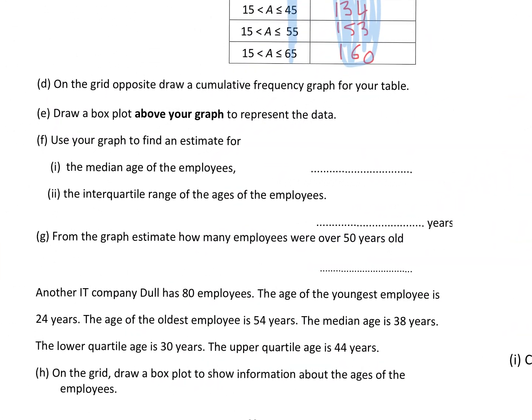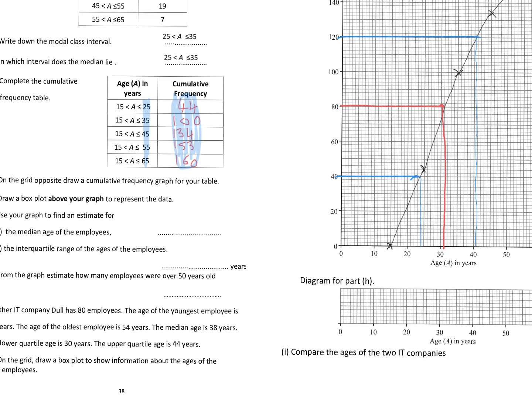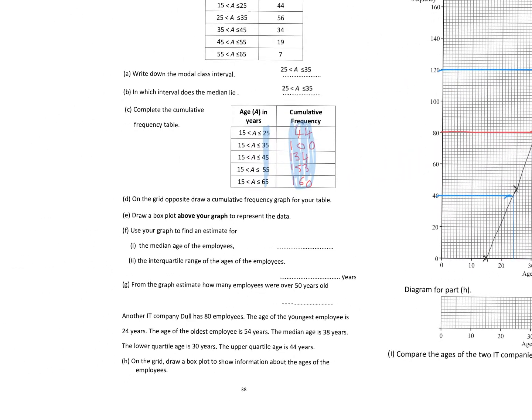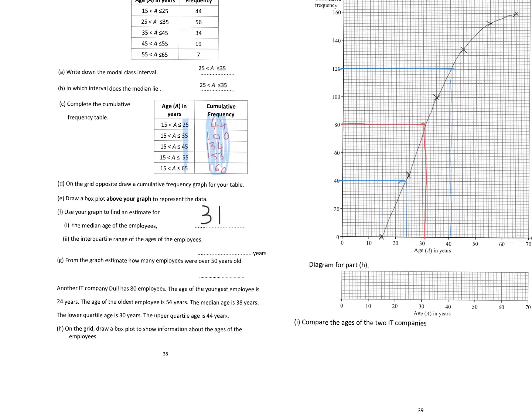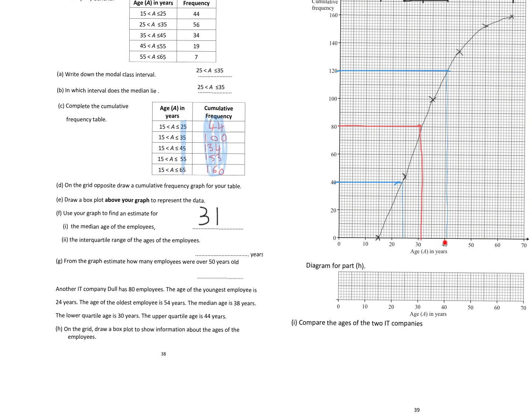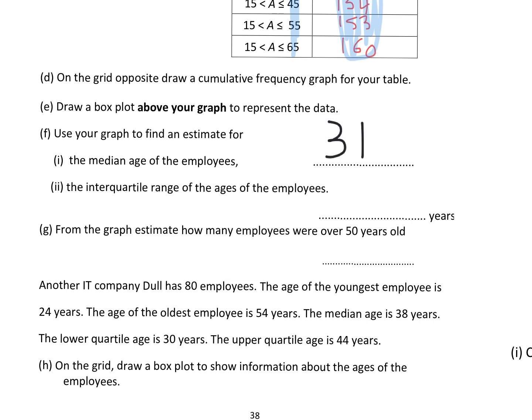Use your graph. We're now on part F. Use your graph to find an estimate for the median. Well, we just worked that out and we did the box plot. That's 31. And then it asks to work out the interquartile range. So if you can remember, the numbers were 40.5 and 24. So the upper quartile was 40.5 and the lower quartile was 24. So the interquartile range is the difference of those two, which would be 16.5.